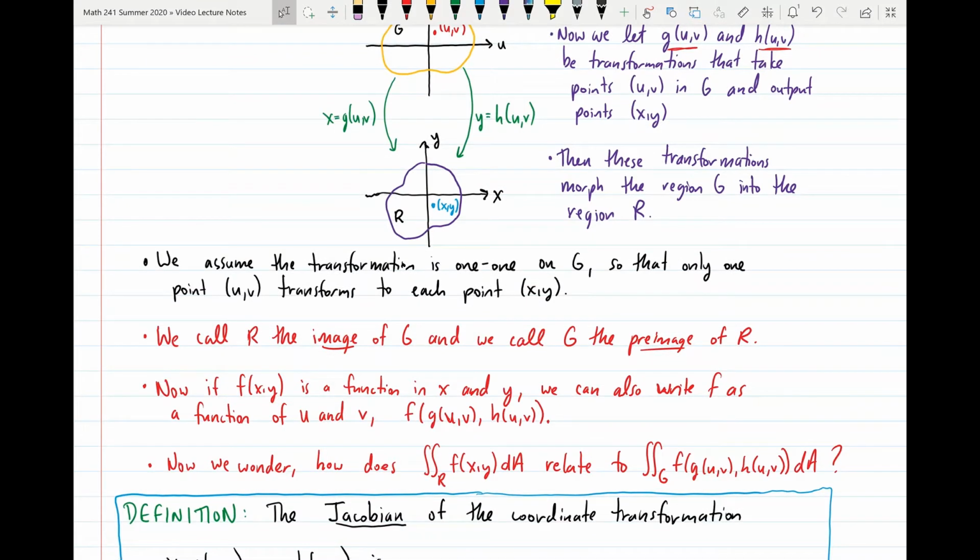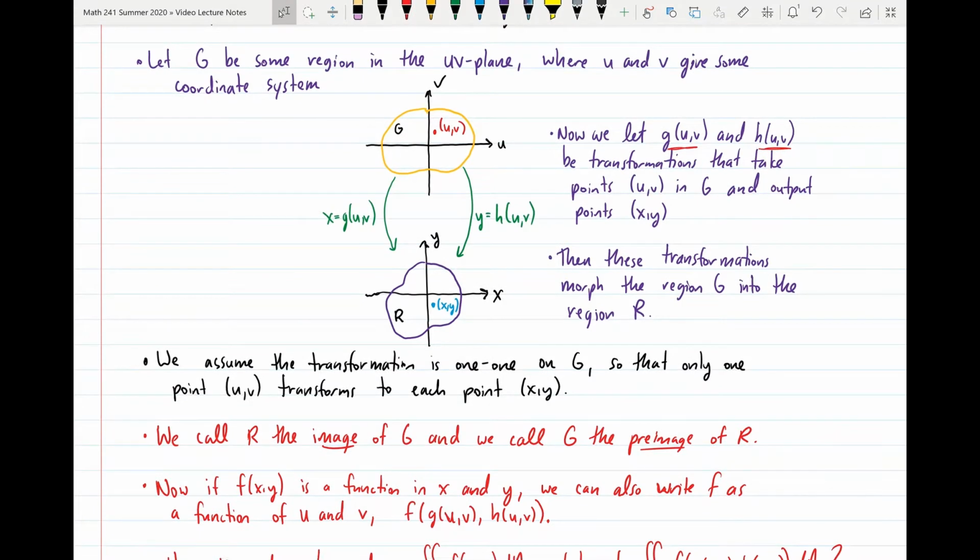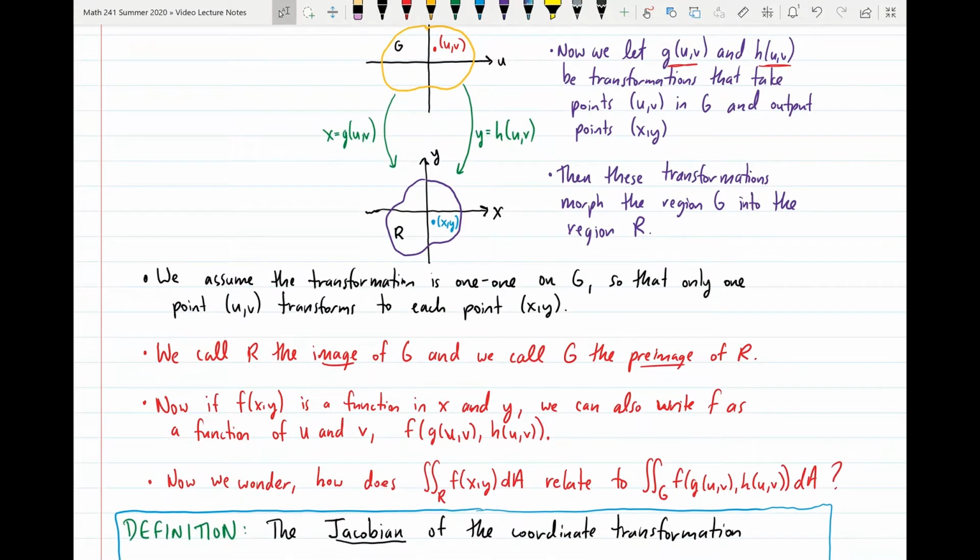We also assume that this transformation defined by g of u, v and h of u, v is one-to-one on G. What I mean is that if you take any point x, y inside the region R, like this blue point I have notated, then there's only one point u, v in the region G in the UV plane that gets mapped to that point x, y. This is a technical condition. For the most part, when it comes to calculation, you can forget it, but we need it in order for some of the theorems that come up later to be true.